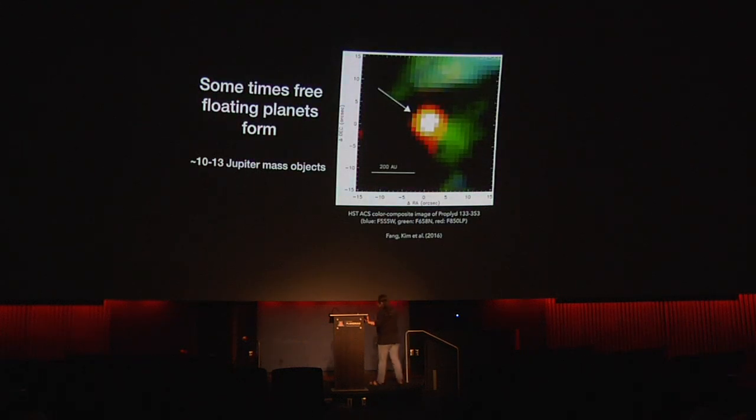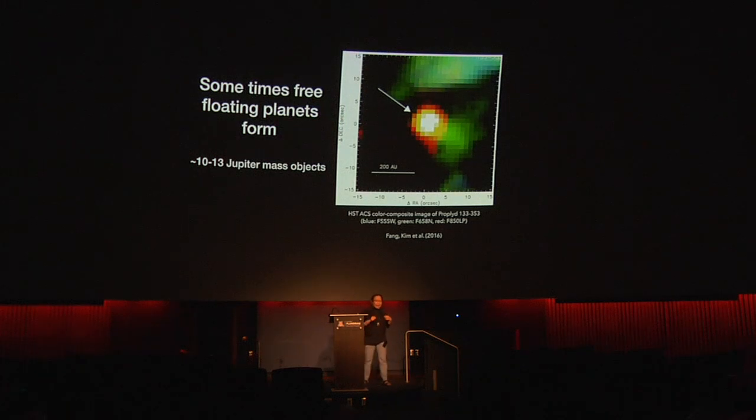And planets not only form in the disk, they can sometimes form by themselves. We found, in my postdoc's paper here, it doesn't look very pretty, but the pixelization is because it's actually a Hubble Space Telescope image. It's about 200 AU, and that one has about 10 to 13 Jupiter mass objects.